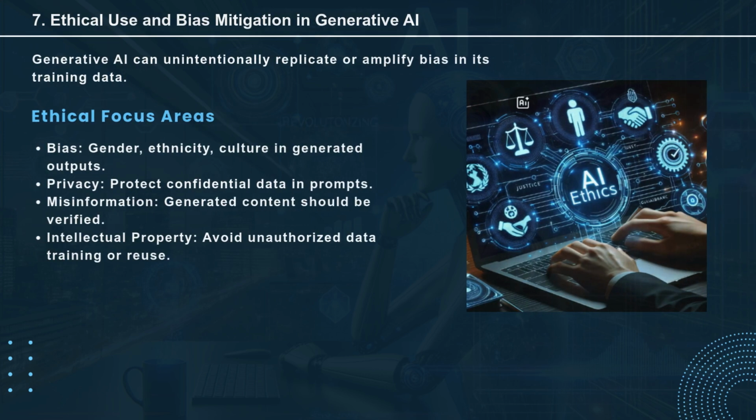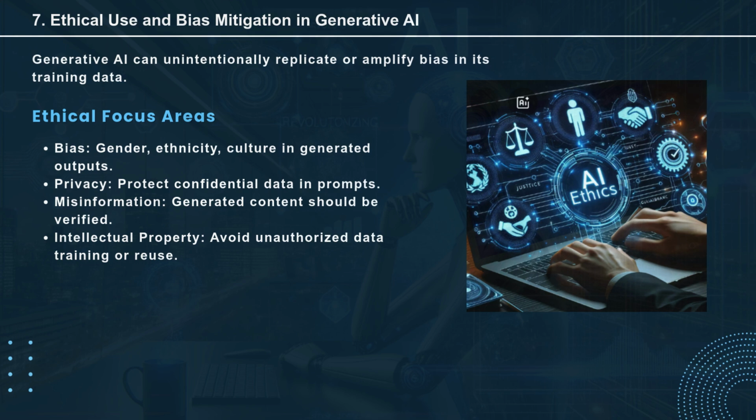This slide highlights that generative AI can unintentionally reproduce or worsen bias from its training data. Emphasize the importance of ethical AI practices to ensure fairness, responsible usage, and protection of sensitive or unauthorized data. Key focus areas include monitoring bias in generated outputs, using clean and authorized data, and crafting unbiased prompts.